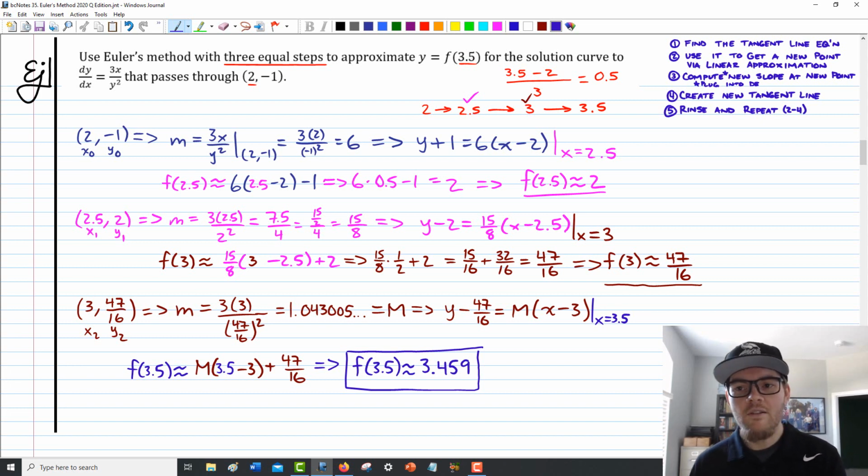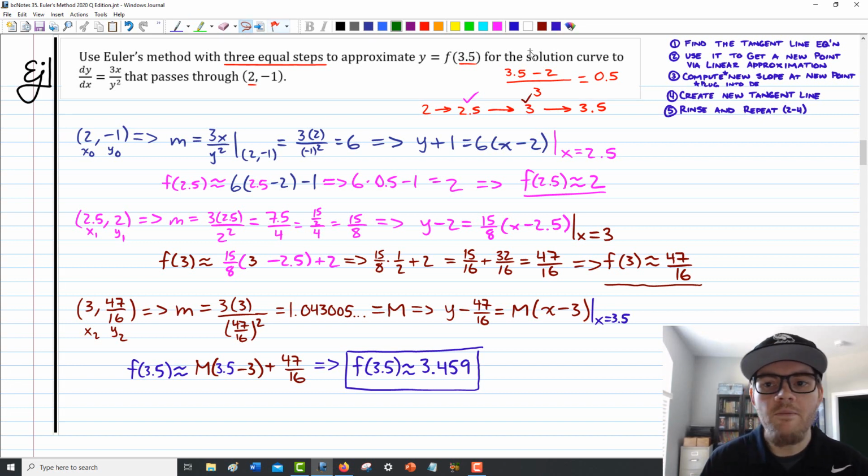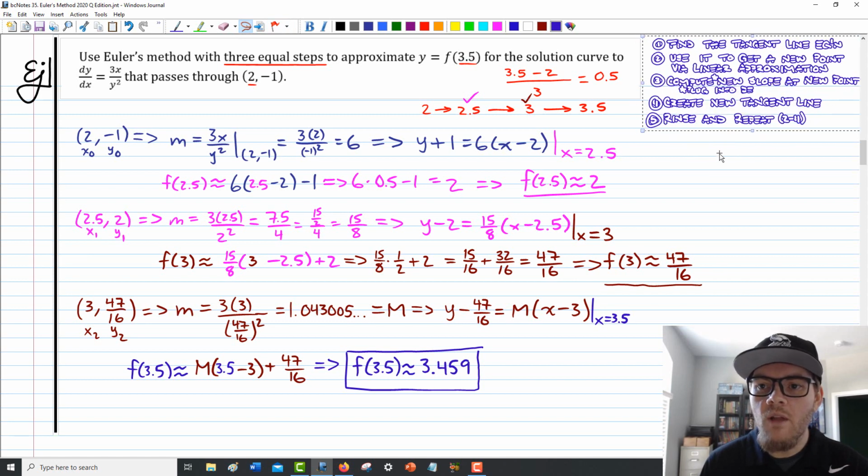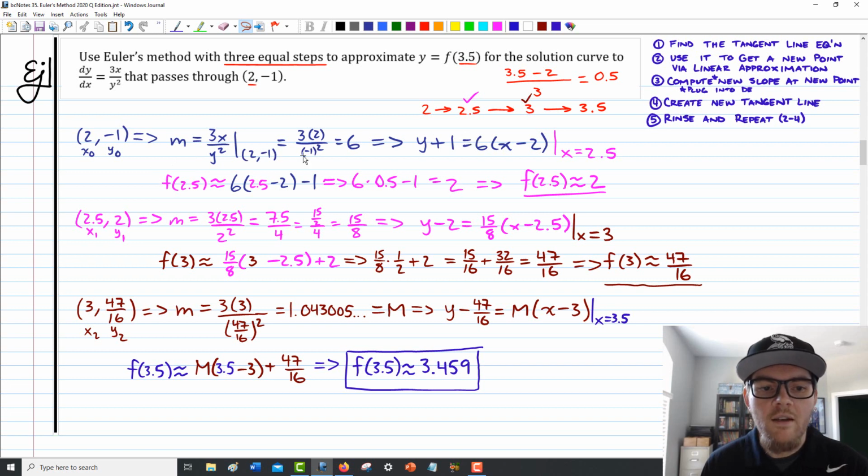So, having said that, you can see the process followed exactly what we expected it to and what we said it would. We found a tangent line. That's the navy blue line here. We plugged in our first value one step away and got our second y value, or our approximation of the new y value. We used that to create a point. We calculated a new slope. We created a new tangent line. Then we plugged in our next value and got a new approximation for the y value.